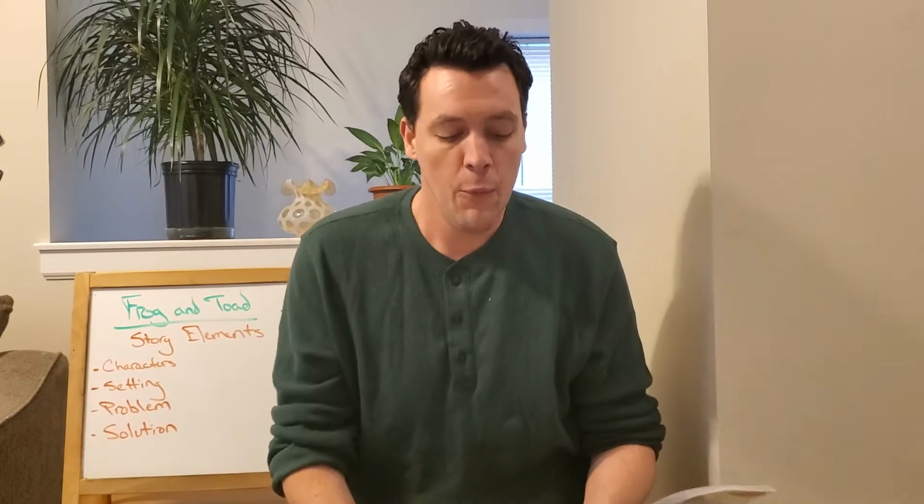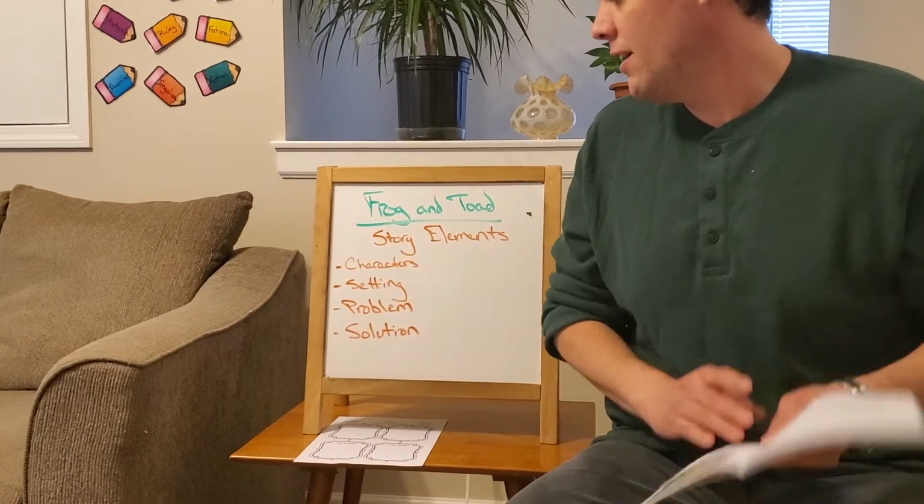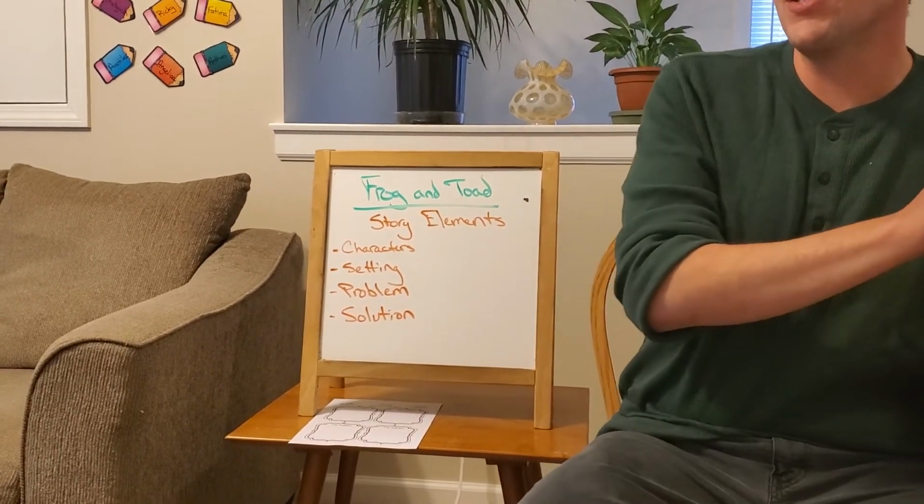When it comes to the characters, we know who they are. There was a third character here. See if you can remember that one. The setting, well, we know it's summertime, right? And you know the setting. What was the problem? What was the solution?